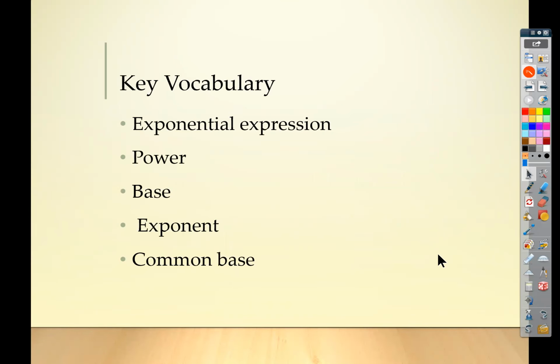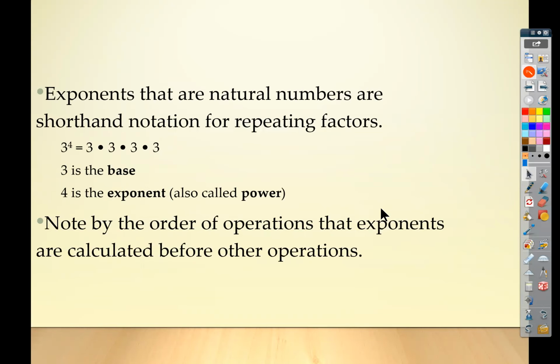So key vocabulary is exponential expression, power, base, exponent, and common base. Exponents that are natural numbers are shorthand notation for repeating factors. So for example, 3 to the 4th means 3 times 3 times 3 times 3, where 3 is the base and 4 is the exponent, which is also called the power. Note by the order of operations that exponents are calculated before other operations.